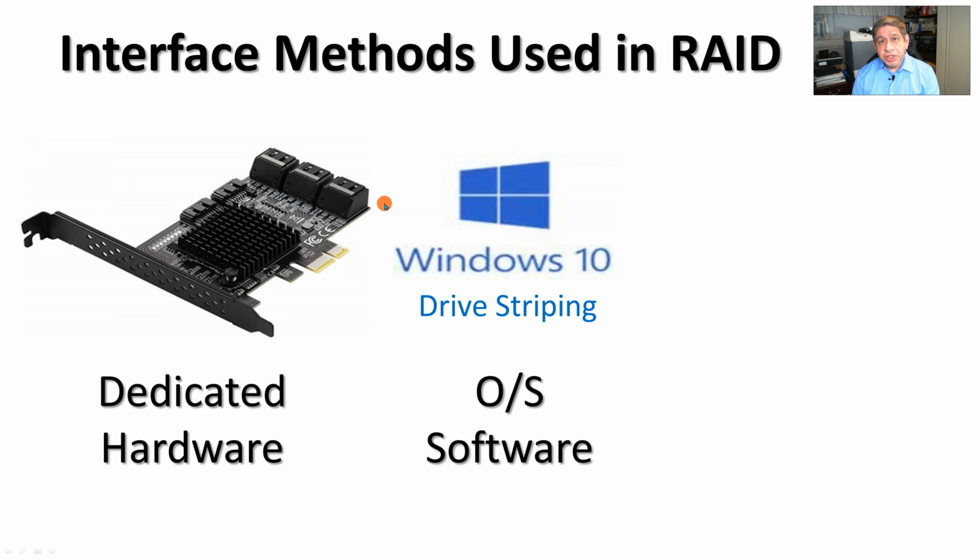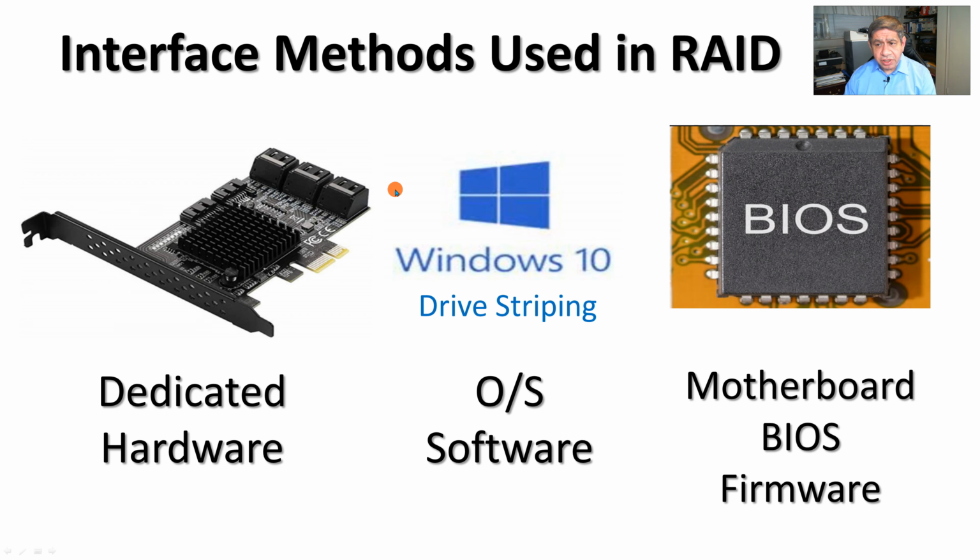The other way, which is probably the simplest way for most people, but it also is the least performing of them all, is that you can actually use Windows 10 to do one particular type of RAID, which is the drive striping, or RAID 0. It can do that totally in software within Windows. It's automatically provided in Windows 10. And then the third option is the way I did it in the last video.